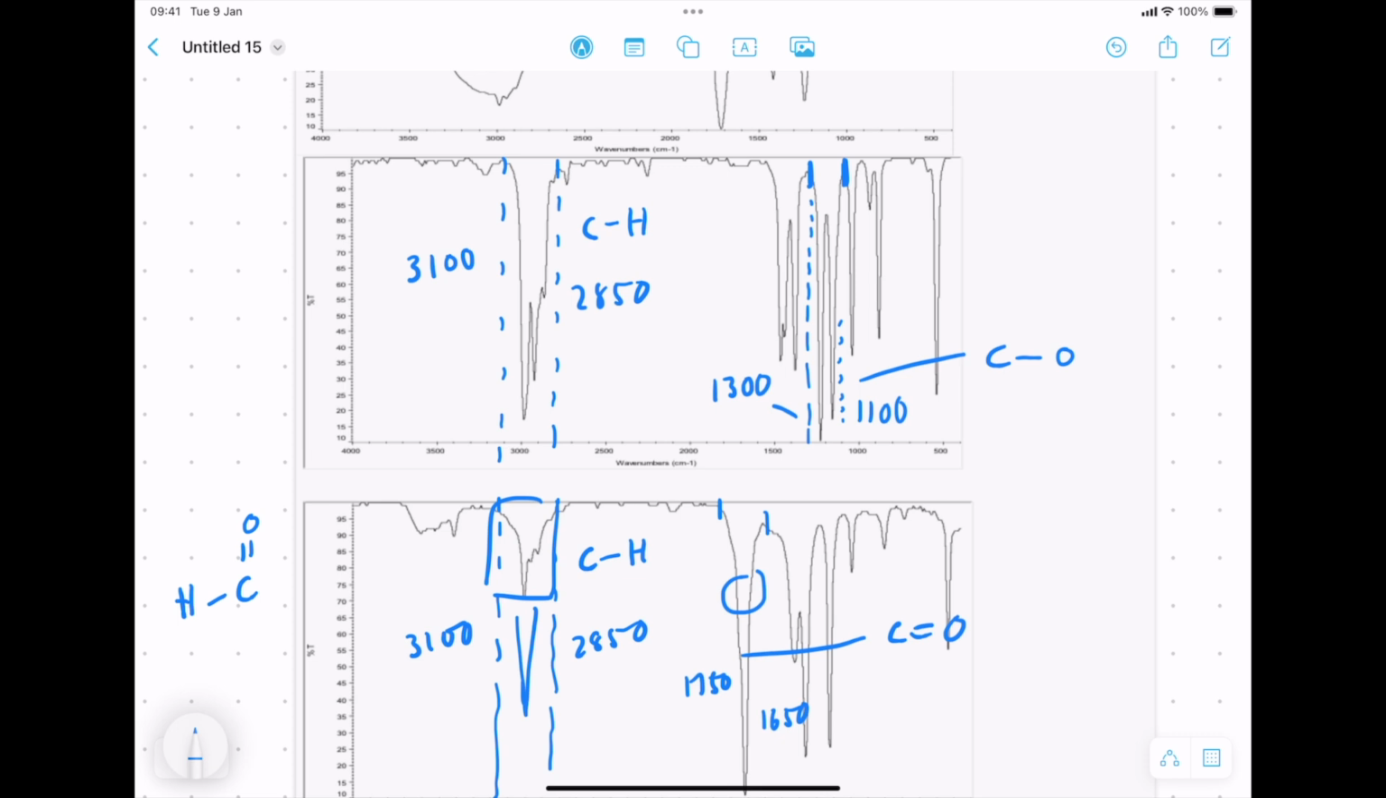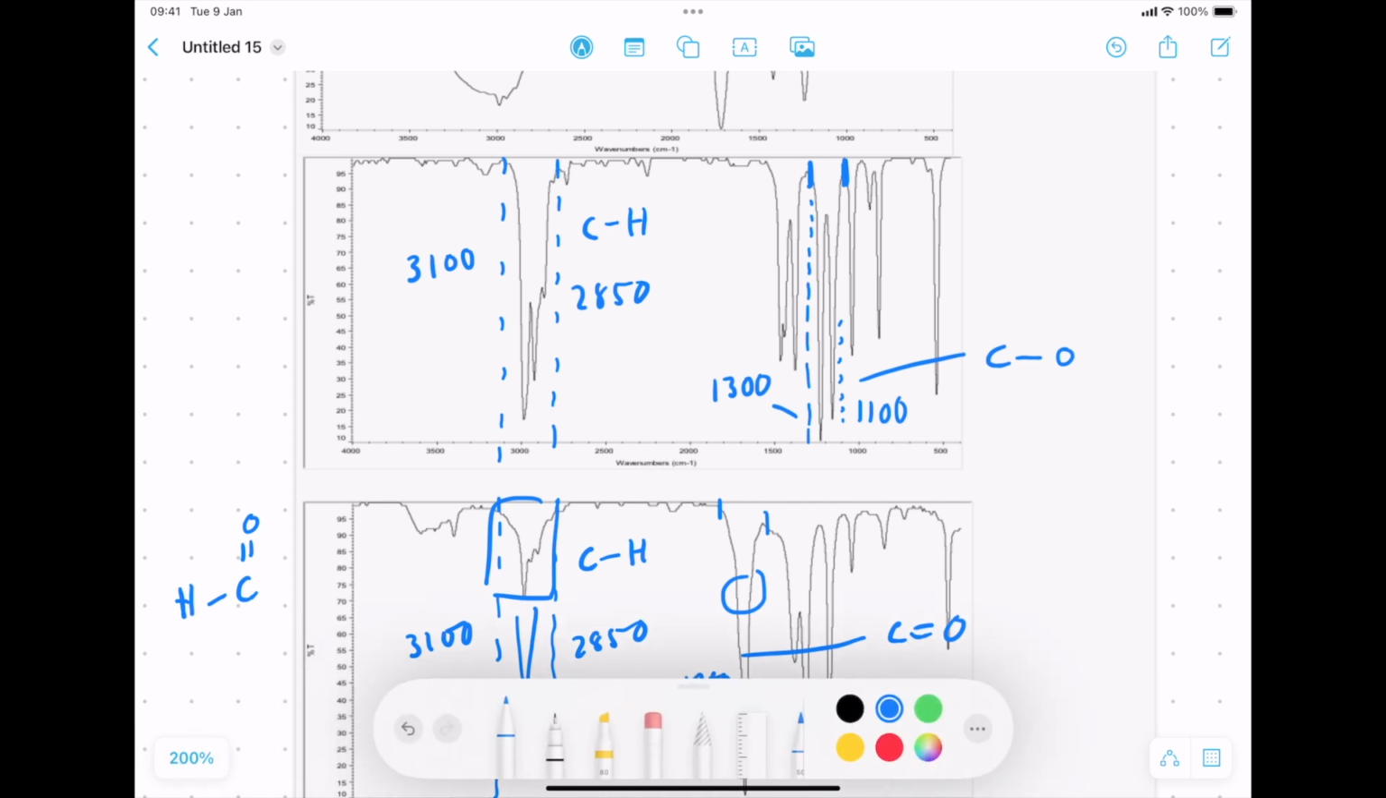Well, if it isn't an alcohol and it isn't a carboxylic acid, maybe it could be an ester. But what an ester, aldehyde, ketone, and carboxylic acid have is a peak at 1650 to 1750, indicating the C double bond O.